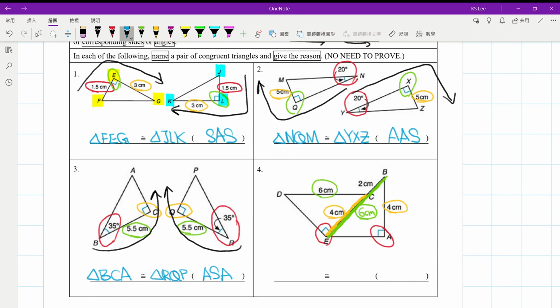So we can prove that these two triangles are congruent using the reason RHS, right angle, hypotenuse, and side. And then we can say that the first triangle is triangle EDC. And for the second triangle, we can call it triangle AEB.